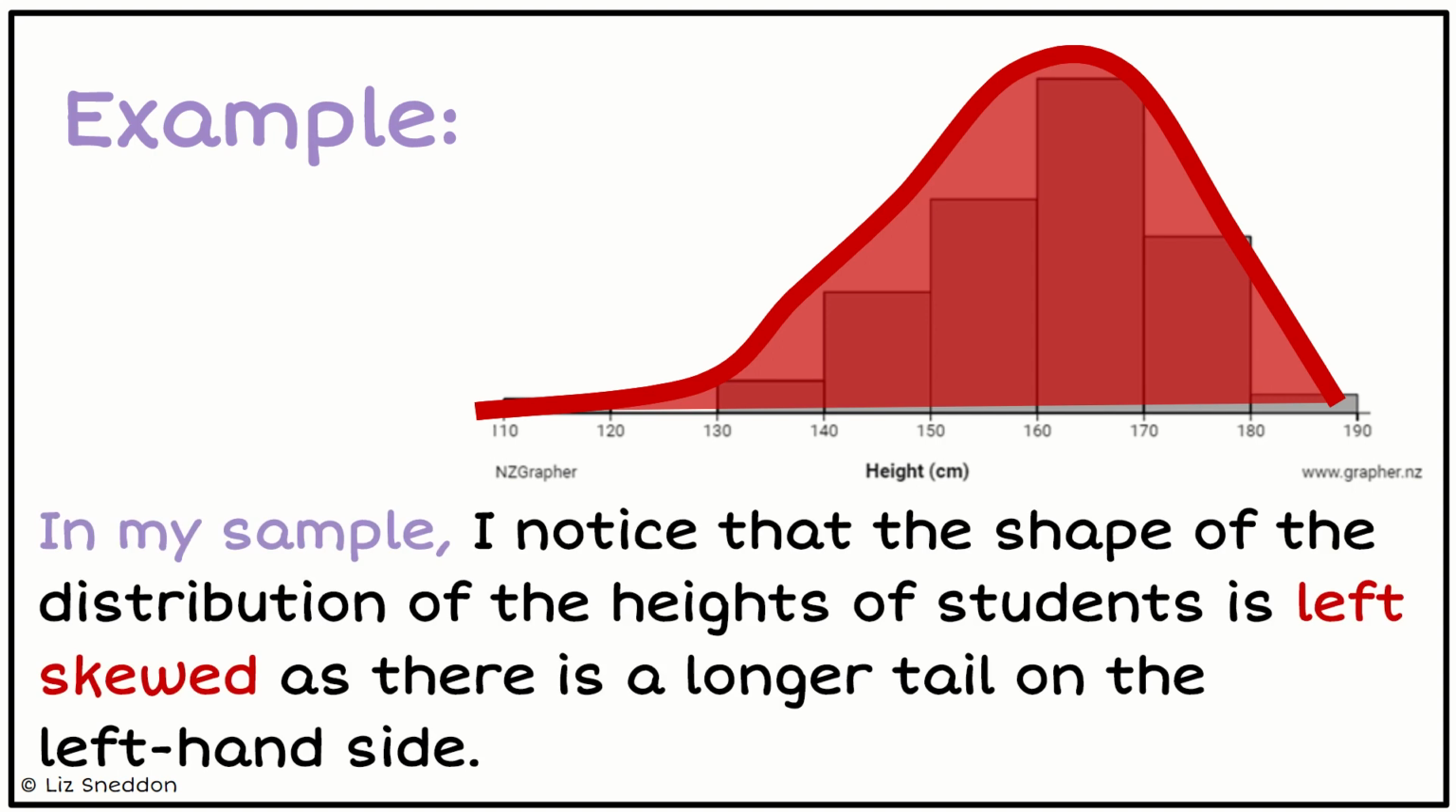So that's what we want to write in our sentence. In my sample, I notice the shape of the distribution of heights, and that's what we call all of those heights together, we call them a distribution of heights, of the students is left skewed because there's a longer tail on the left-hand side.